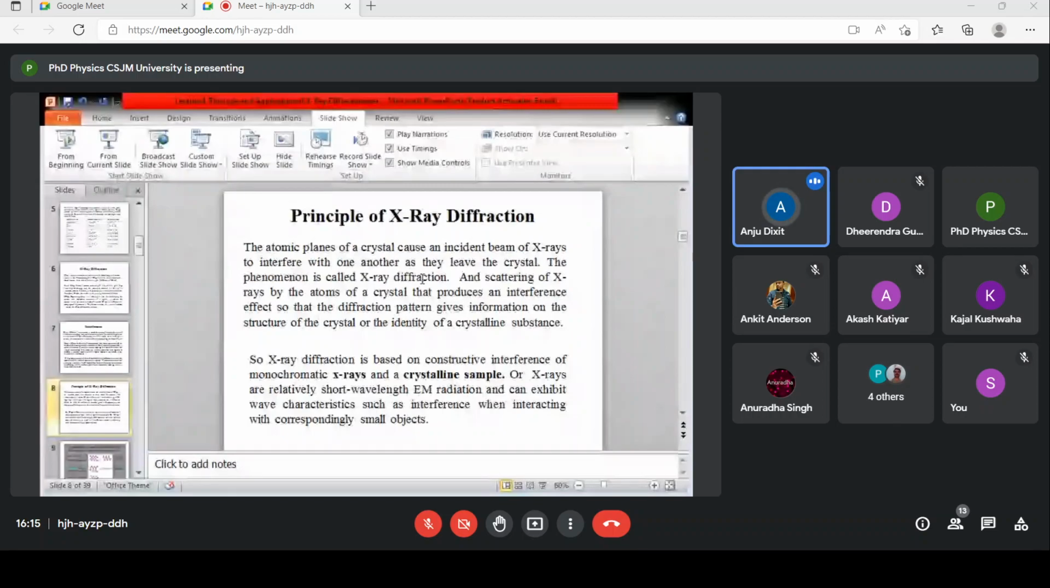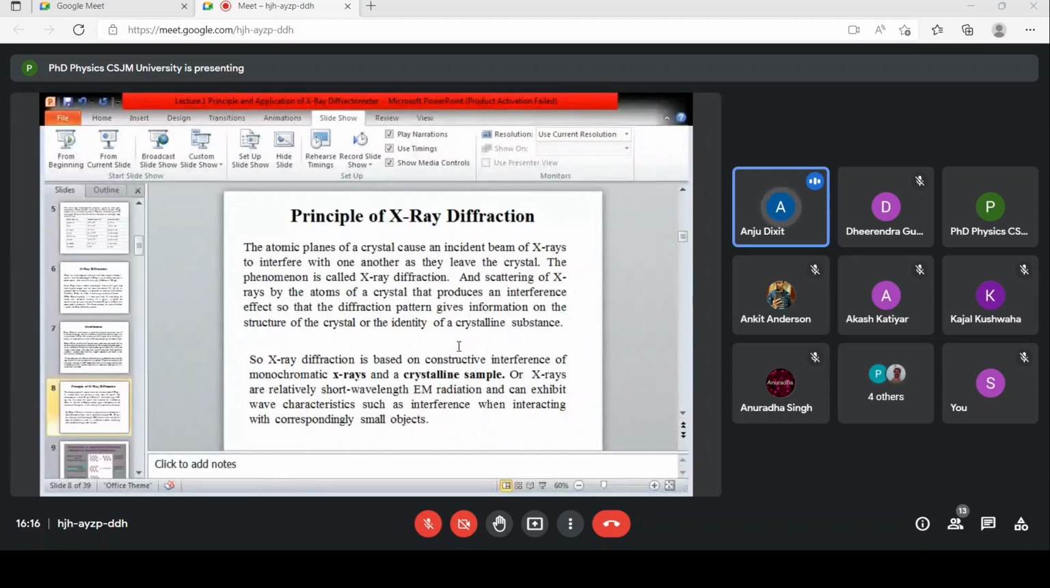So this is called X-ray diffraction: scattering of X-rays by the atoms of a crystal that produces an interference effect, so that the diffraction pattern gives information on the structure of the crystal or the identity of a crystalline substance. So X-ray diffraction is based on constructive interference of monochromatic X-rays. Monochromatic X-rays means that we are going to have a single wavelength only. That is why I am using this term monochromatic X-rays. If the term polychromatic X-rays is used, then it means multiple wavelengths are involved. And a crystalline sample.